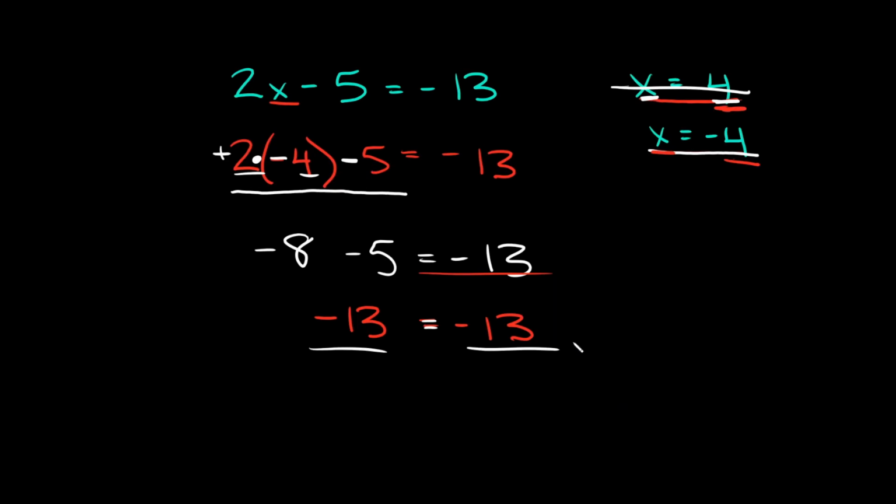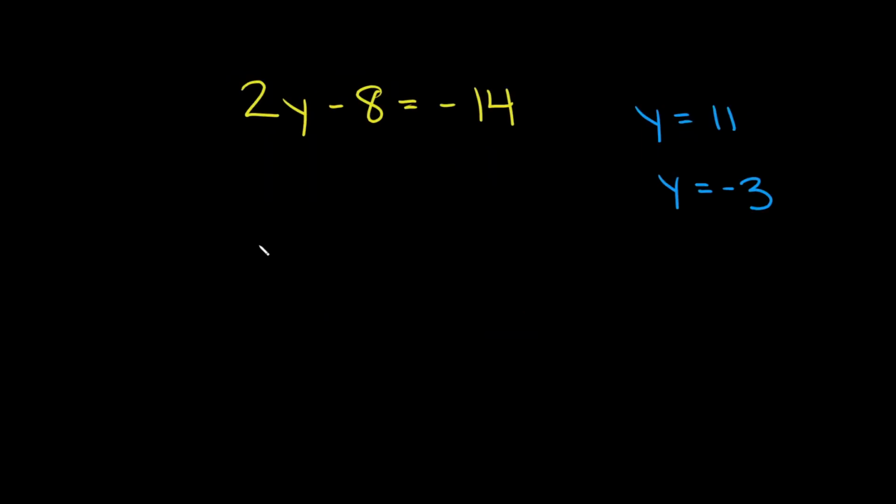Is that true? Yes, it is. So that means this number up here that we plugged in for x would be our solution: x is equal to negative 4. All right, let's do one more. Now this is the problem we're going to do here. We have 2y minus 8 is equal to negative 14, and the y's that we're going to try are 11 and negative 3. We're going to see if one of these fits. So let's start off with this first one up here, 11.